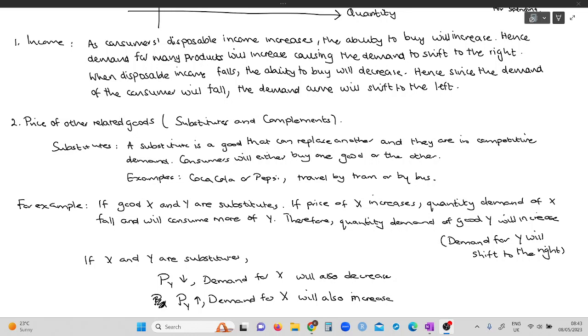Donc let's take the example here. Again, nous reprenons l'exemple de Coca-Cola, Pepsi. If the price of Coca-Cola increases, people will demand less of Coca-Cola, but the demand for Pepsi will increase. So this is the relation between substitutes. Maintenant, le contraire de substitutes, we have complements. Donc, complements are goods that are consumed together. So take this and then we move on to complement goods.